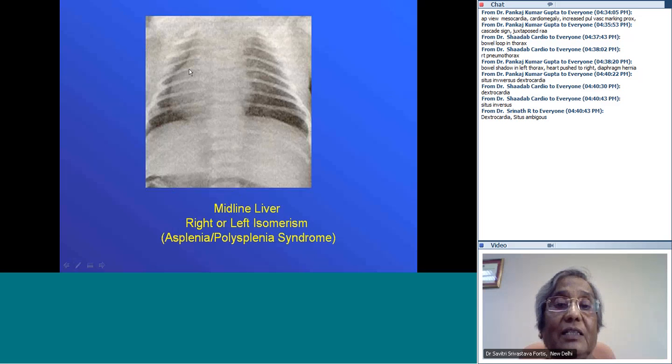Whenever this liver is seen like this in the midline, you are sure that you are dealing with a complicated congenital heart, either right or left isomeric heart, which is called either asplenia or polysplenia. So there are multiple defects, and this is always a complex congenital heart. So this gives you a clue: a centrally placed midline liver.